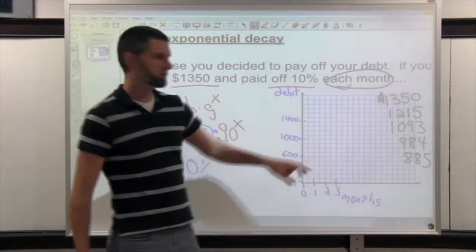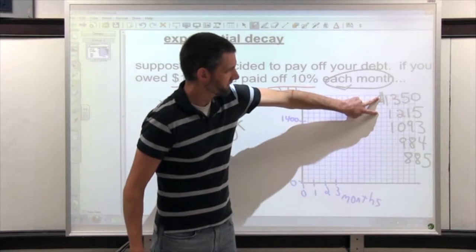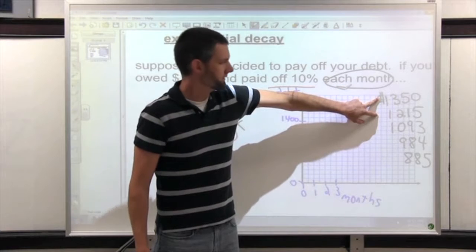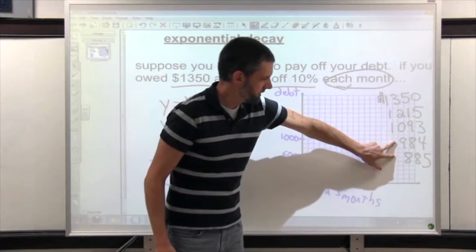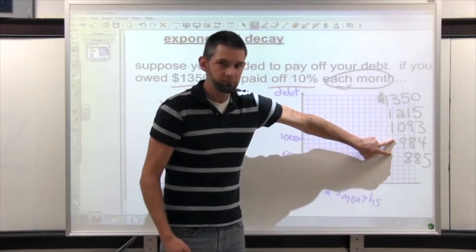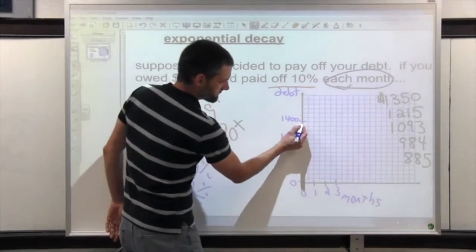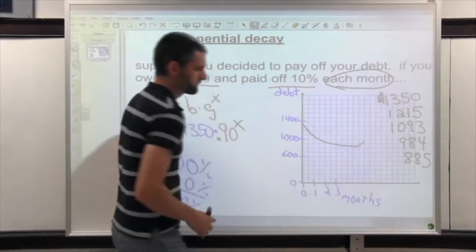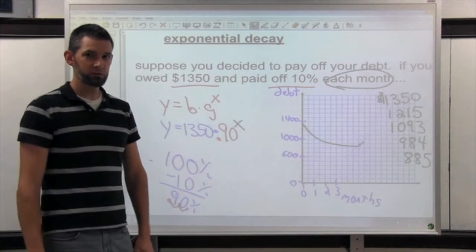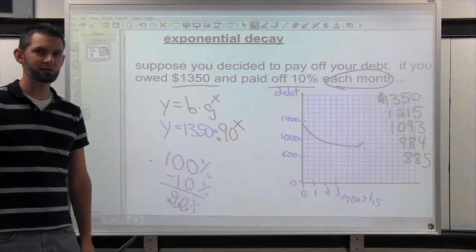And what you should notice is that from here to here, the very first month, you paid off over $100, $135 in debt. But as the months go along, if you're still paying 10%, because there's less money to begin with, you haven't even paid a whole $100. So as you graph these, it starts and curves flatter and flatter as you go. A little bit different than exponential growth, but still very similar. Just remember to subtract instead of add.